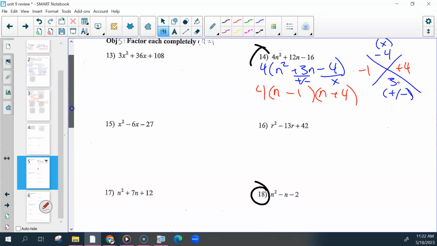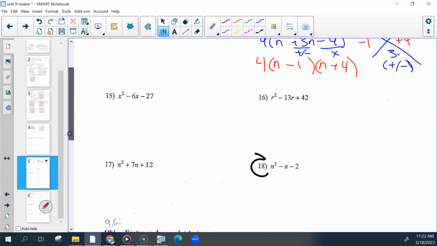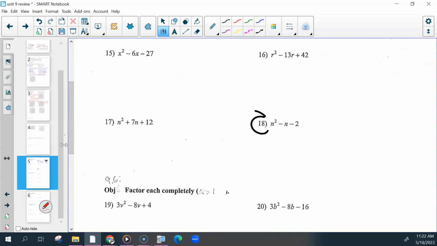Is going to be similar. Is there something we can divide out of each one? Do they each have an N? One. So that wouldn't change anything. So then you're looking for two numbers that multiply to be -2, but add or subtract to be -1.